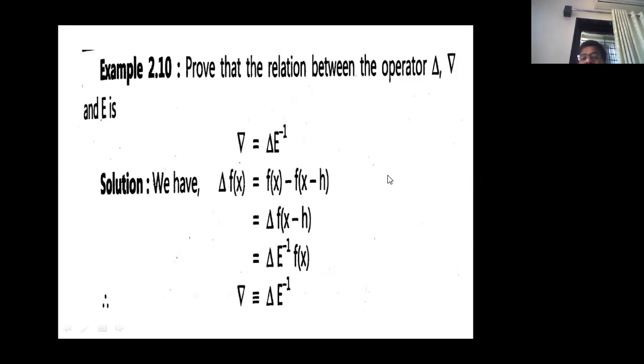Suppose this is equation number 1, and then find ΔE inverse fx. So what is it? It is ΔE inverse fx. And what is E inverse fx? It is f of x minus h. And what is Δ f of x minus h? It is fx minus f of x minus h. And so the values of ∇fx and ΔE inverse fx are both the same, equation number 1 and equation number 2. From equations 1 and 2, we have ∇fx is equal to ΔE inverse fx, and therefore ∇ is equal to ΔE inverse.